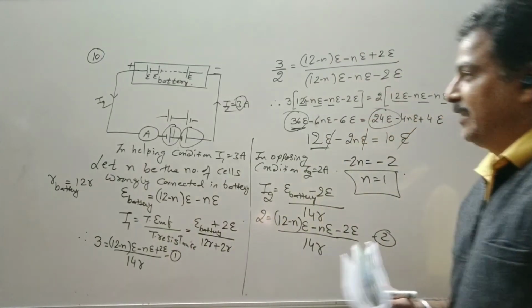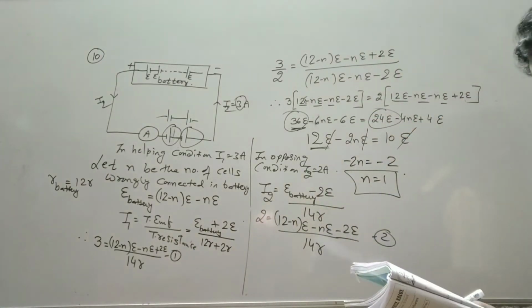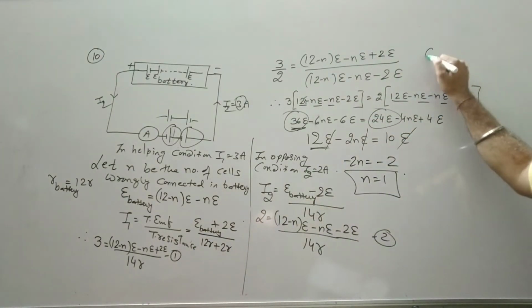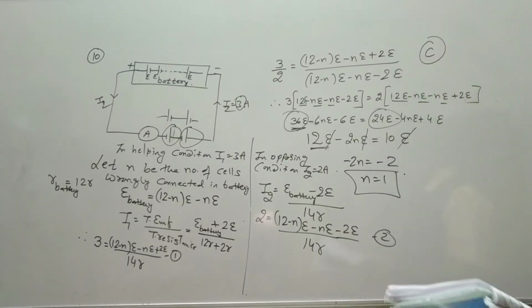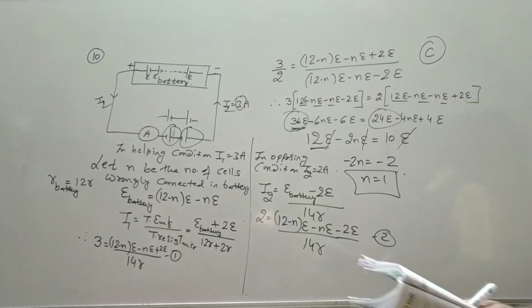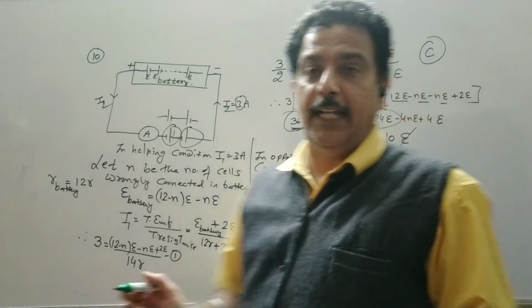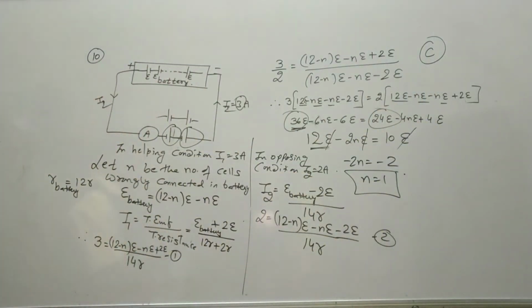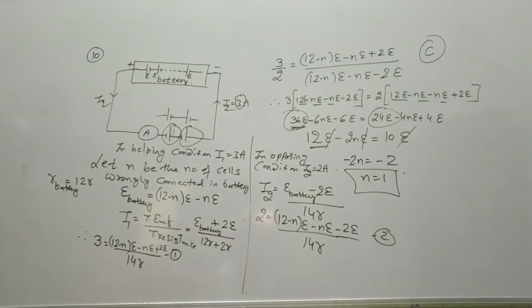So how many cells are connected in a wrong manner? So it is 1. That is option number C. So one cell is wrongly connected in the battery. Let us see MCQ number 11.